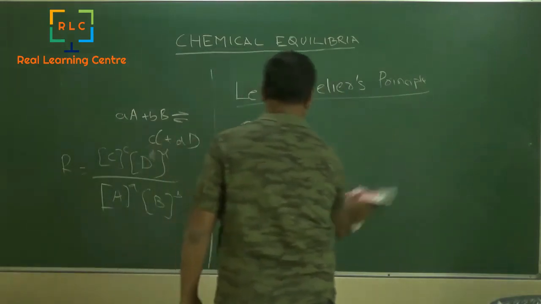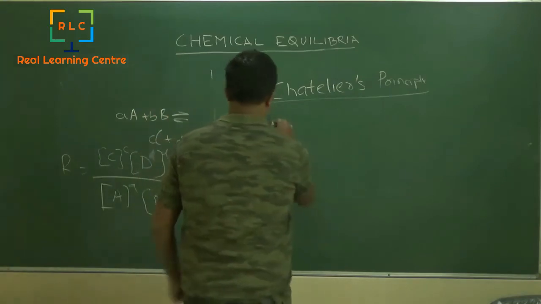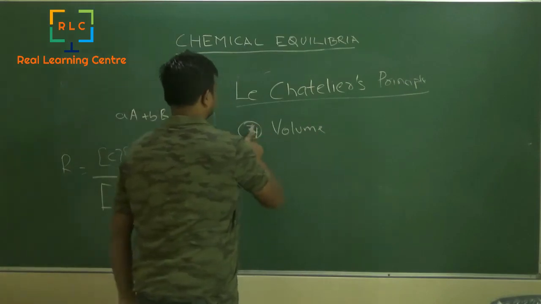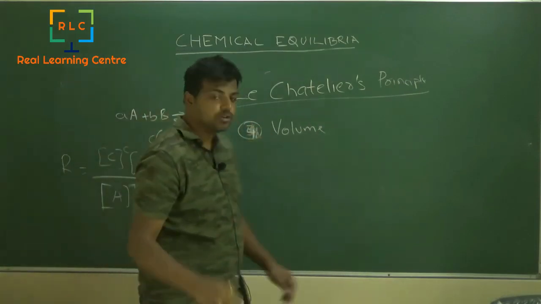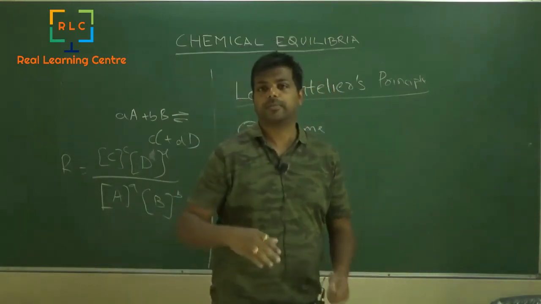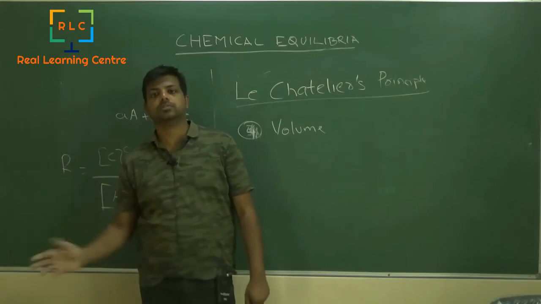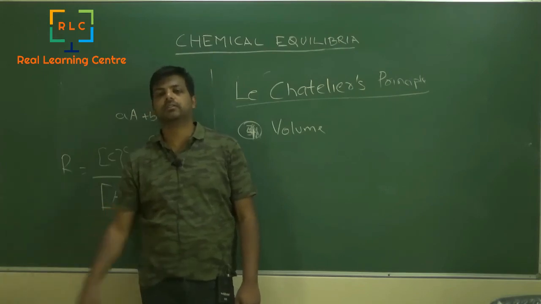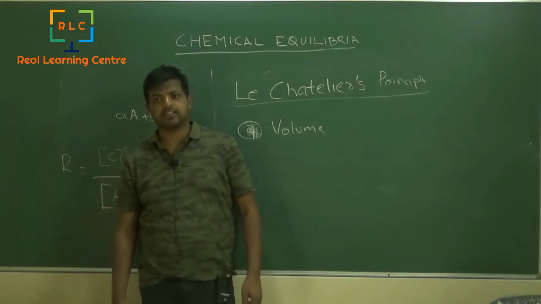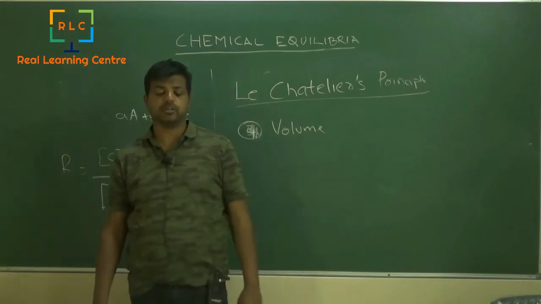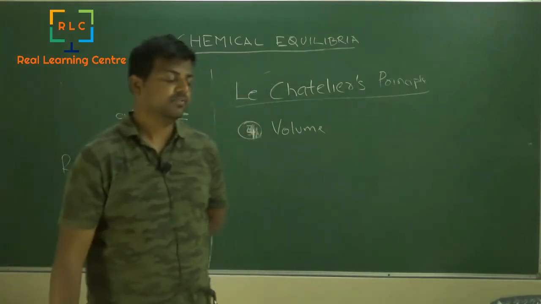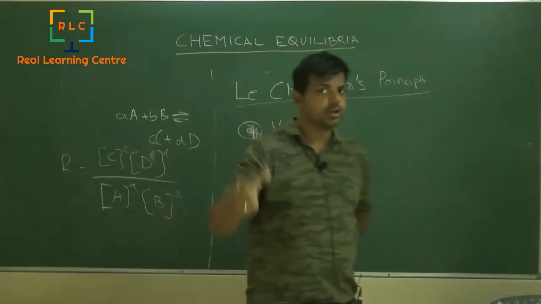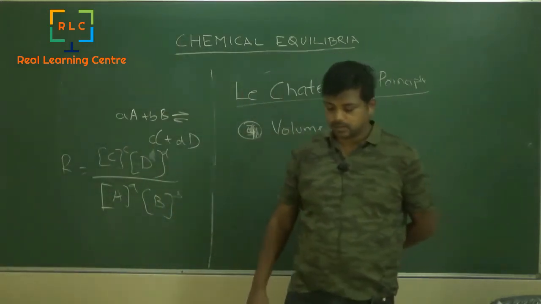Next, volume. What about volume? What happens to volume? The same thing as pressure. The volume is more, you will prefer to go to the side where more number of gases can be formed, right? You will prefer the forward reaction if on the forward reaction side the number of gas molecules is more, that is, the products have more gas molecules, and you will prefer the reverse reaction if it is the opposite, okay? So pressure and volume, you can think of it in the same line and you can figure it out, okay?